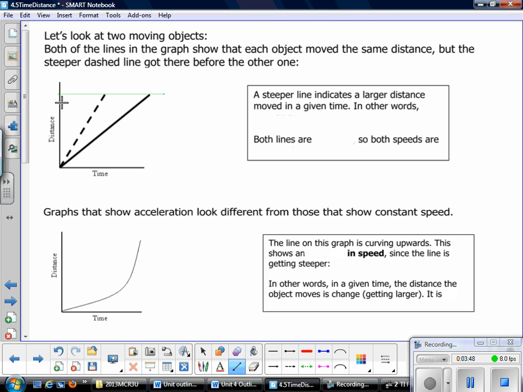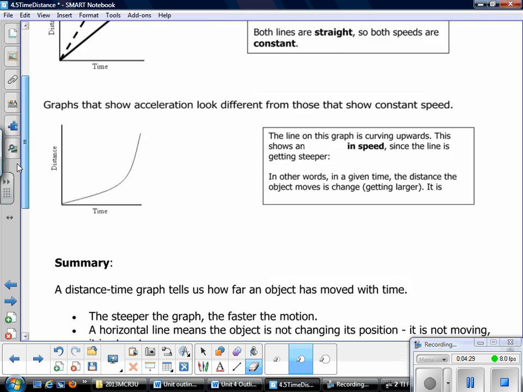But you can see that one of them, the dotted one, reached that distance faster than the one that wasn't dashed. So a steeper line indicates a larger distance moved in the given time. It goes faster, so in other words, it has a higher speed. Both lines are straight, so both speeds are constant. This one gets there faster, so it has a higher speed. It also has a larger slope as well.